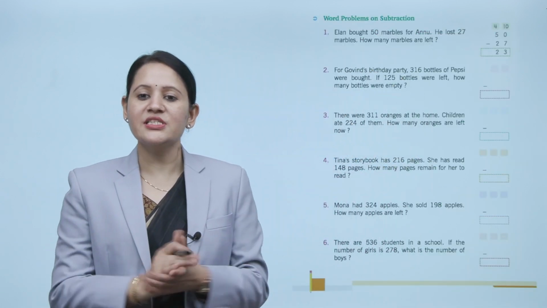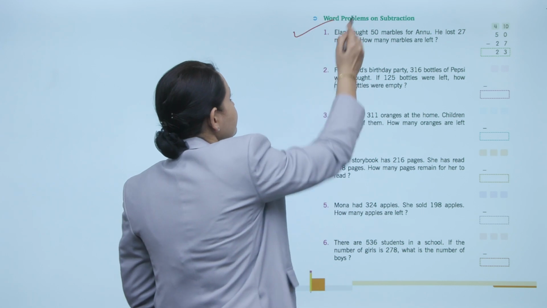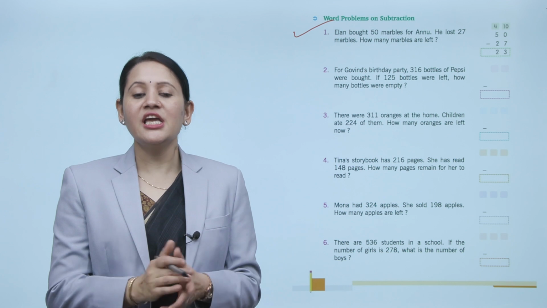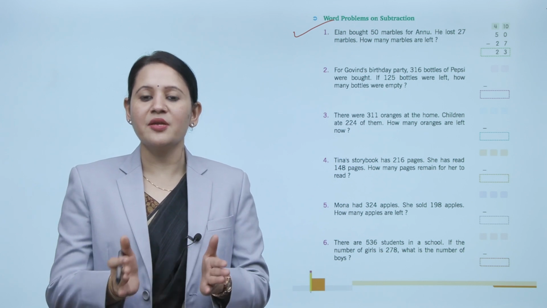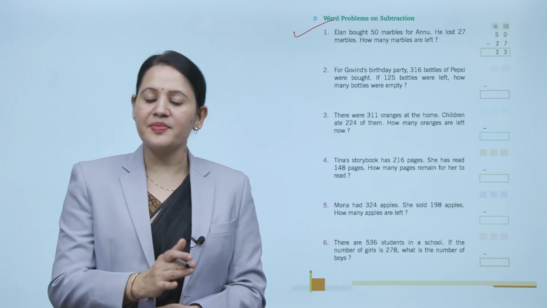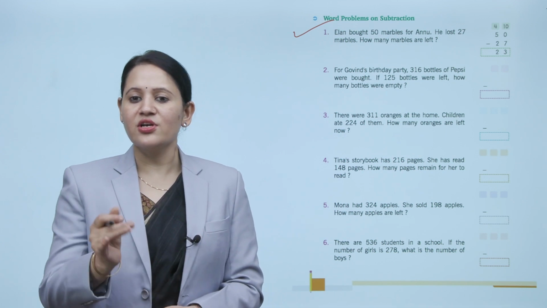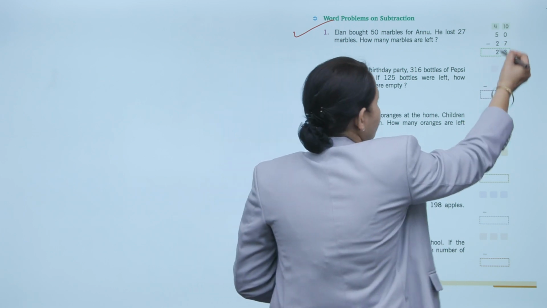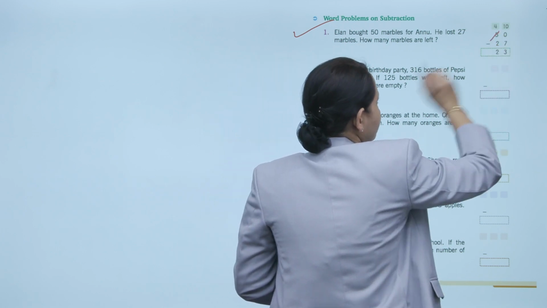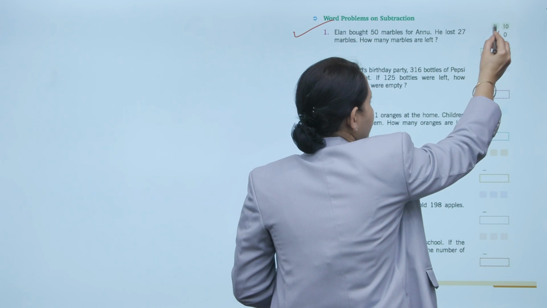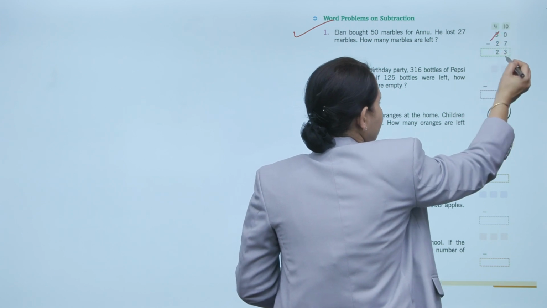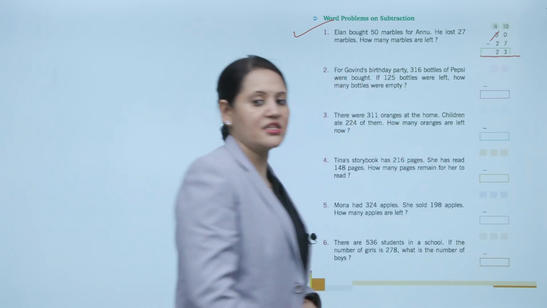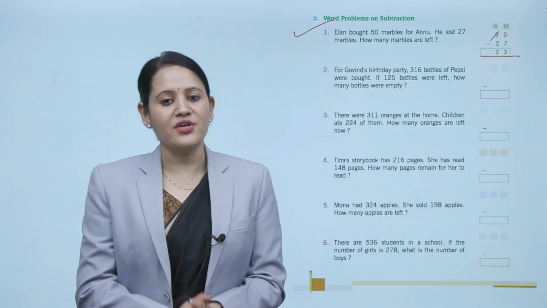Next, word problem on subtraction. Alan bought 50 marbles for Anu. He lost 27 marbles. How many marbles are left? Total 50 marbles, out of that 27 lost. So what will we do? 50 minus 27. 0 minus 7 is not possible. Start borrowing from tens position. It will become 4 and 10. 10 minus 7, that is 3. 4 minus 2, that is 2. So now 23 marbles are left with him.